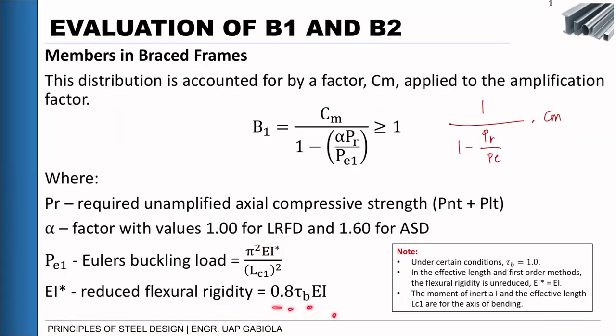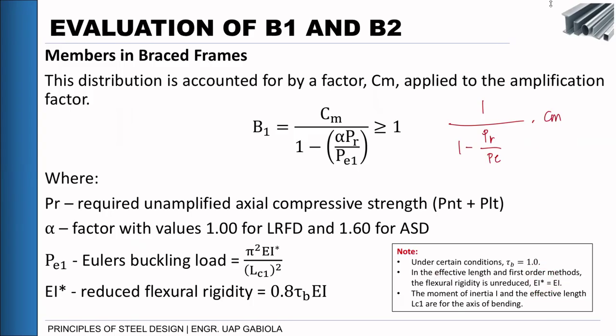So, tau B, ito yung kinakalculate natin before when calculating for the value of the effective length for frames using alignment chart. Pero may note sa code, ano? Under certain conditions, yung tau B natin may be equal to 1. And the effective length in first order method, di ba sabi natin, yung ating fractional rigidity is unreduced.